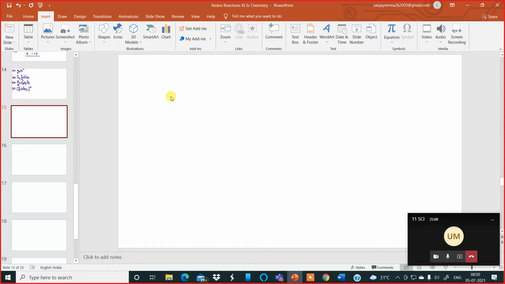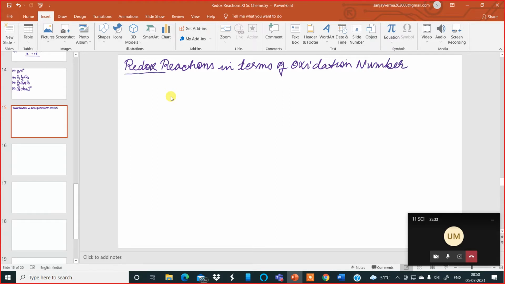The next subheading is redox reactions in terms of oxidation number. Okay. Now, one first example. Please try to understand this question.